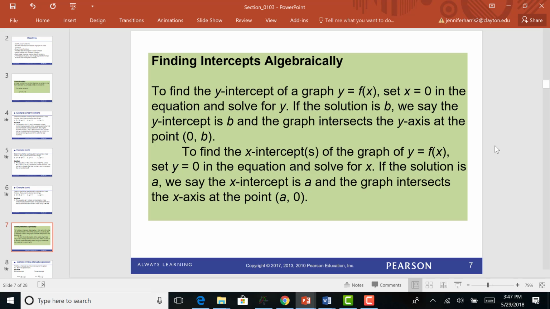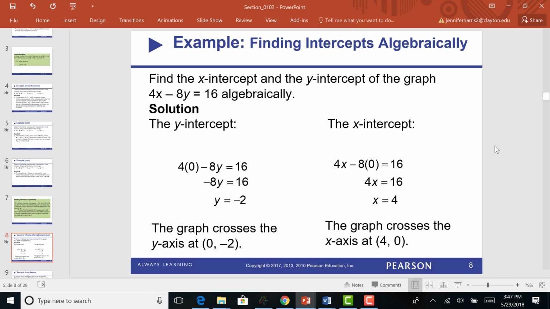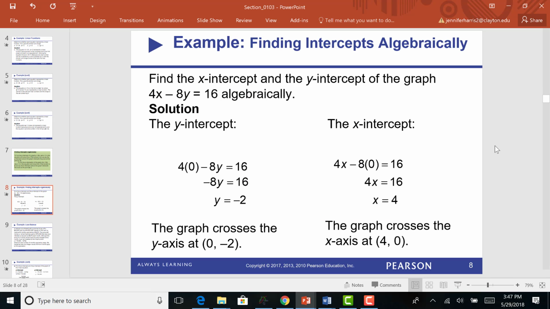All righty, so finding X and Y intercepts. Here's what we did to find the X and Y intercepts. You're going to be given an equation of a line, and the goal is to find where that line touches the axes. 4x minus 8y equals 16 is an equation of a linear function. It's a line. So I want to know where that line touches the x-axis and where it touches the y-axis. Those are called your X and Y intercepts.